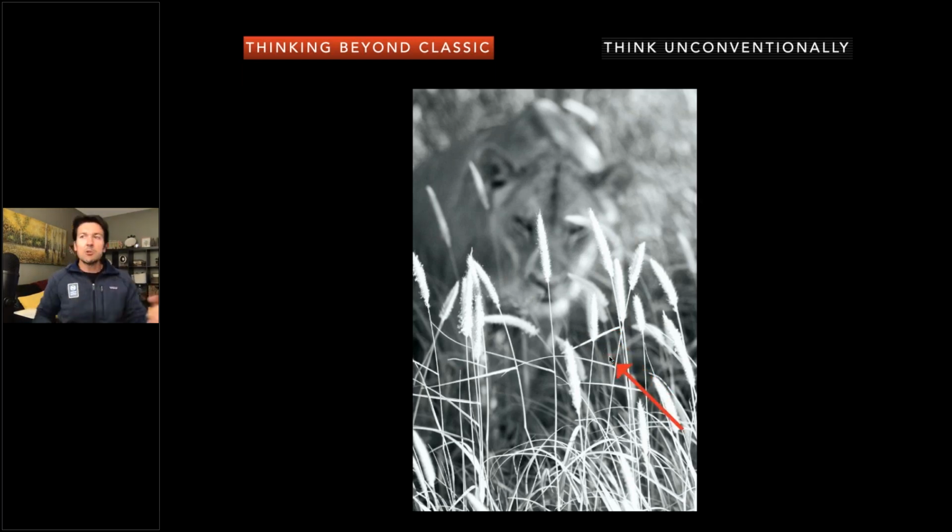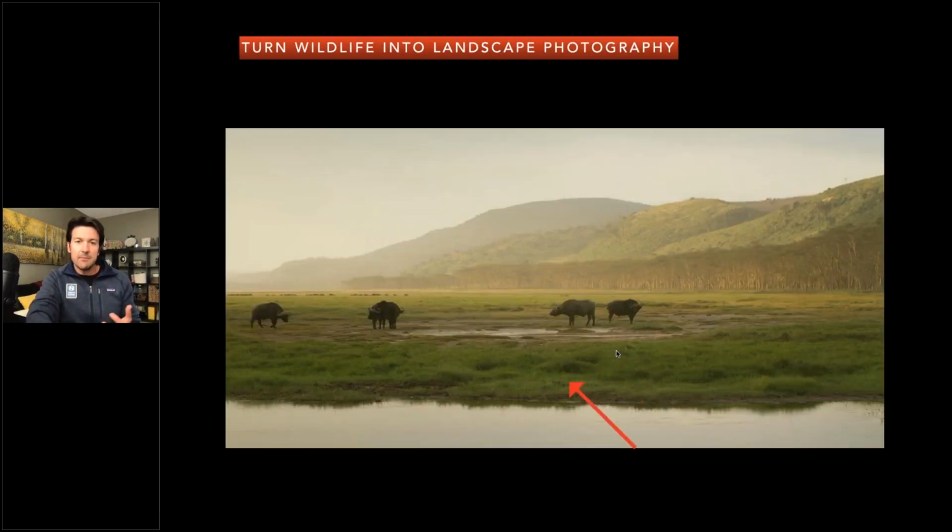Okay, so moving on, turn wildlife into landscape photography. So what I'm talking about here is sometimes when you're close to wildlife, it's our first intuition to zoom as far as you can into this animal, fill the frame with the head of this Cape buffalo or of this lion, because we want to see the animal and its face and its expressions. And that's great. I don't think you should not get that shot.